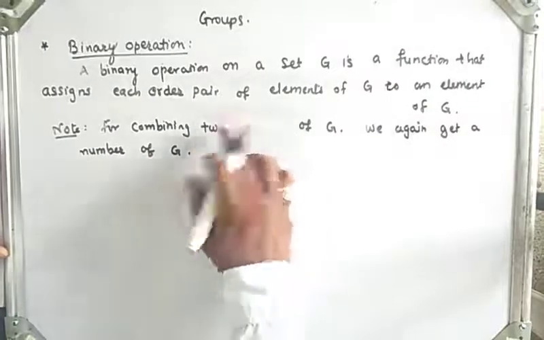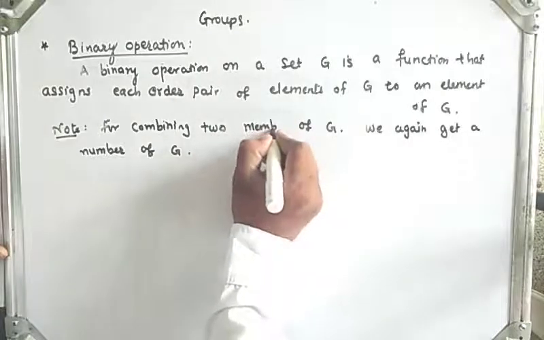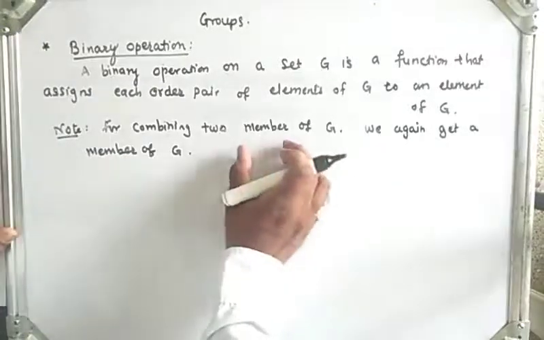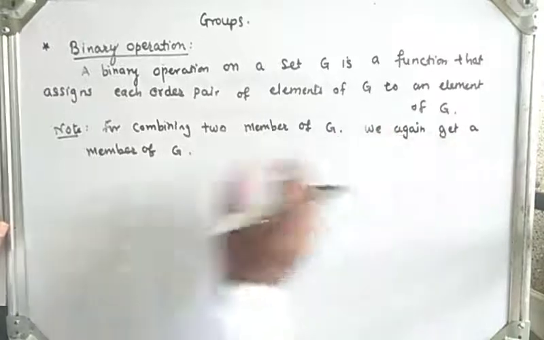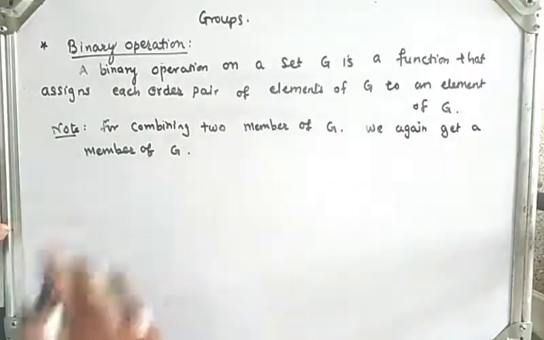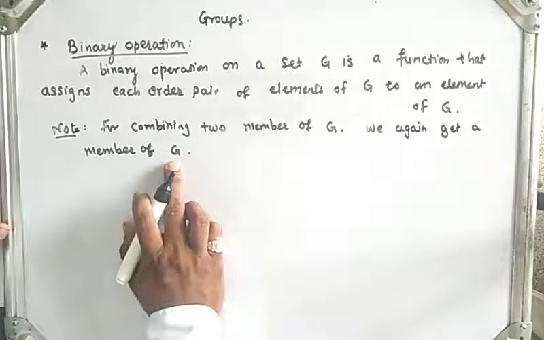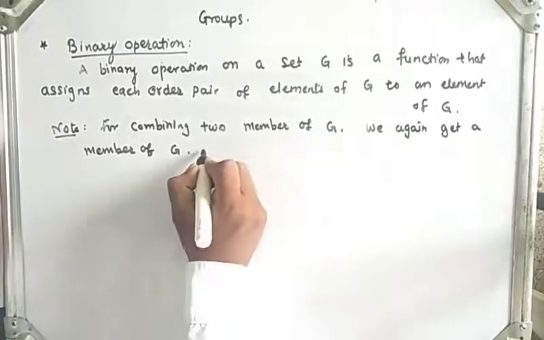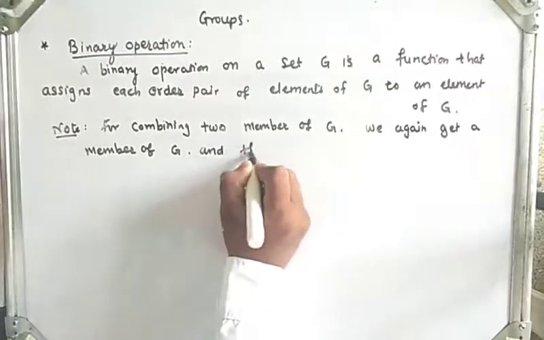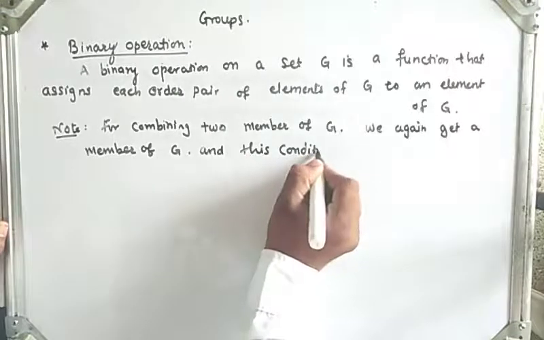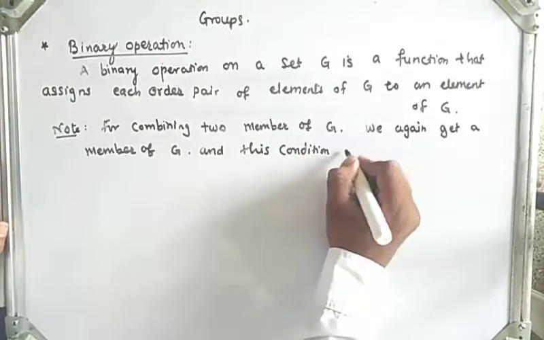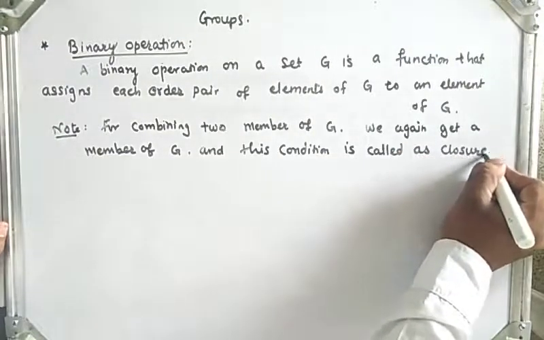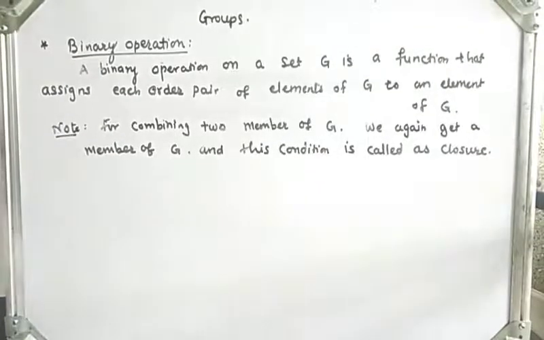Or I will say here, member. It means I will take any two elements of G, and then, combining these two elements, we again get a new element which is again in the set G. Then we say that the given operation is a binary operation, and this condition is called closure. So this is the closure property.